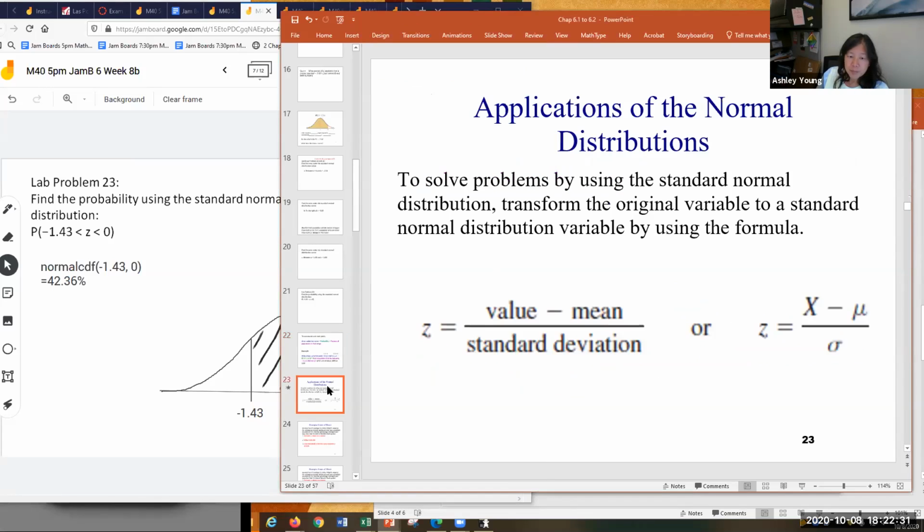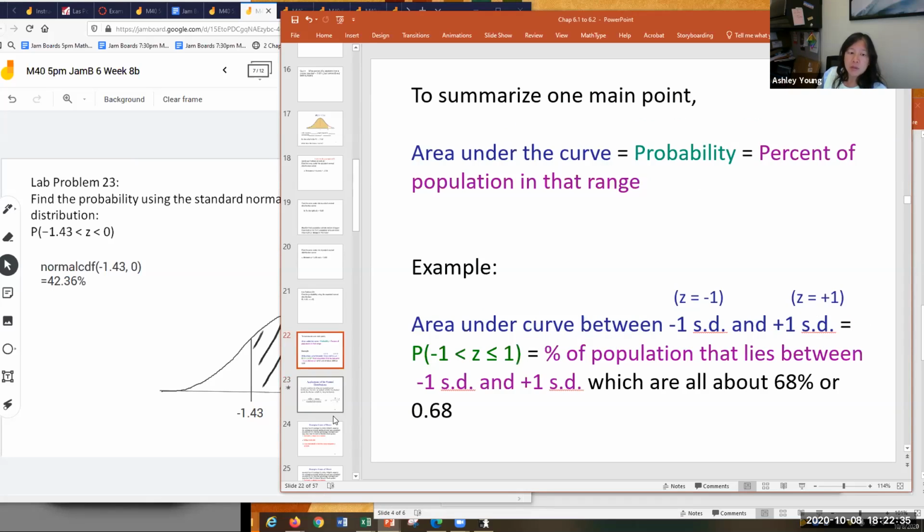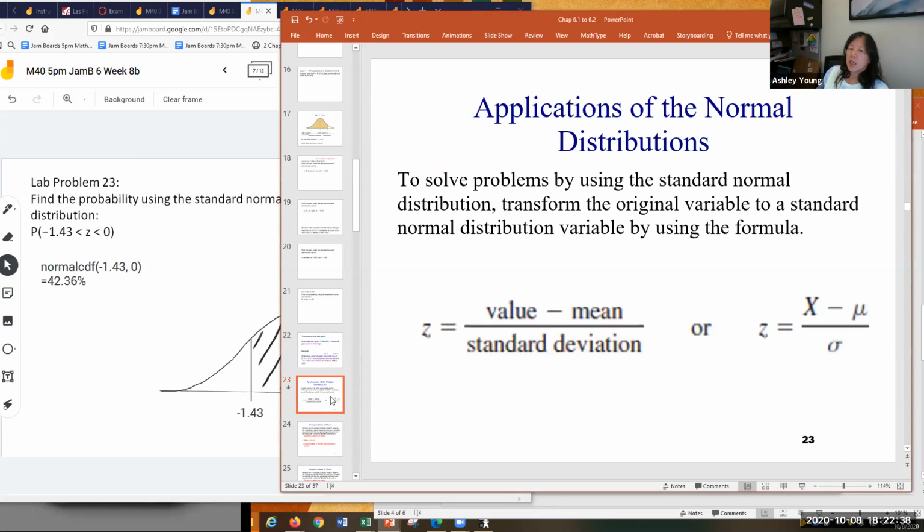Okay. So that was your quiz problem number 1, incidentally. All right, so applications of the normal distribution.